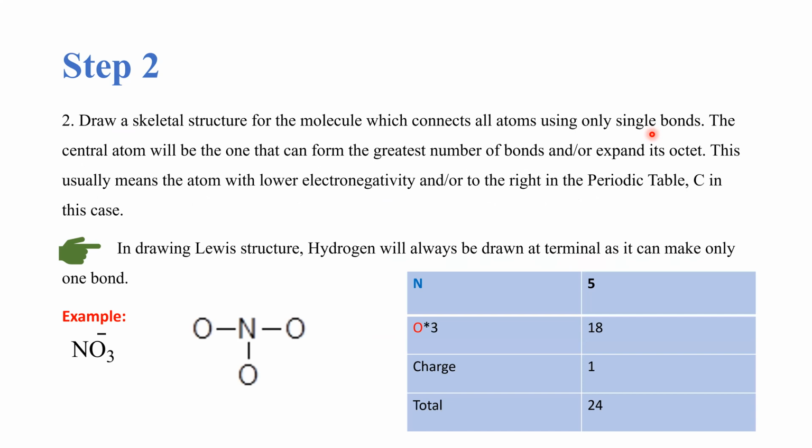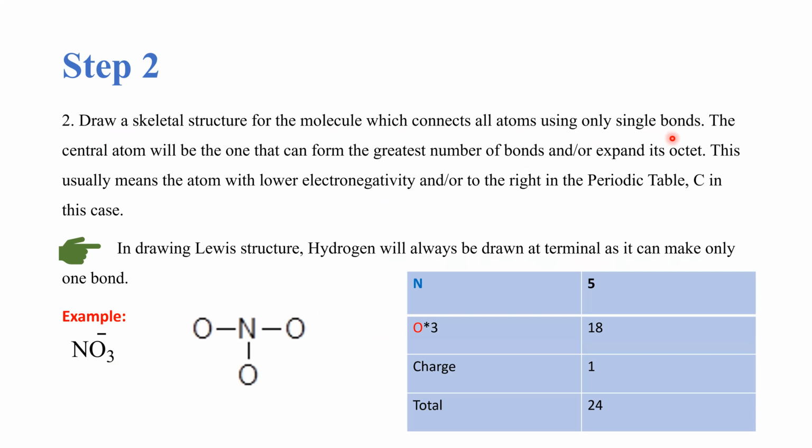Now, the step 2 is, and for step 2, I'm referring to this example. This is NO3 negative, right? And now this is a different example than methanol, because methanol was neutral. And here the NO3 is in an ionic form, carrying the negative charge, right? This is basically an anion. Now the second step is to draw a skeletal structure for the molecule which connects all the atoms using only single bonds.